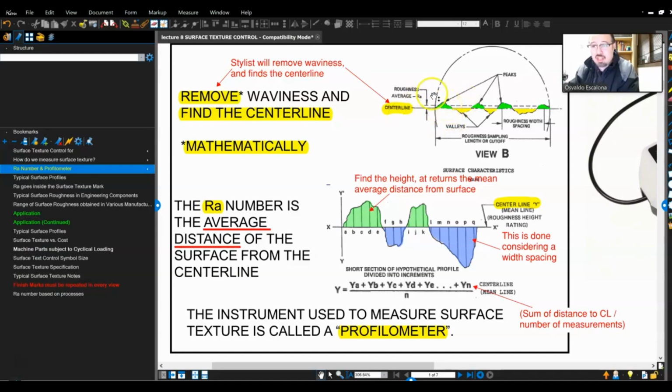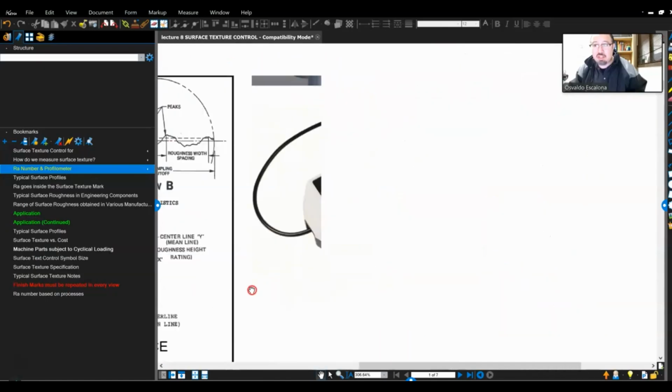Nothing is perfect. The stylus goes from one side to the other, and it finds the center line. Mathematically, it finds the average distance of the surface from the center line. Again, the instrument that we use to measure it is a profilometer, which I show you mine.